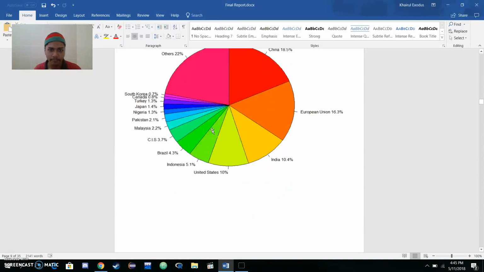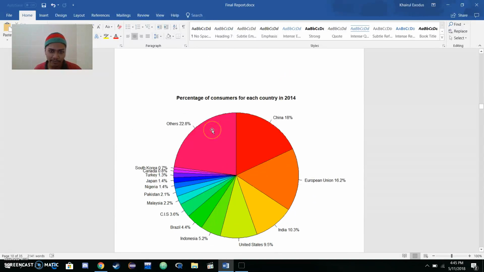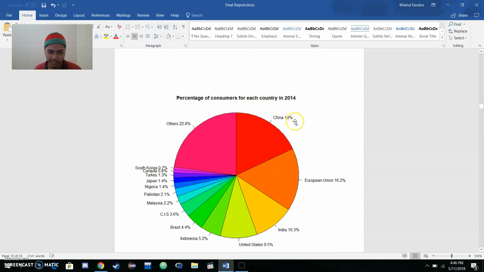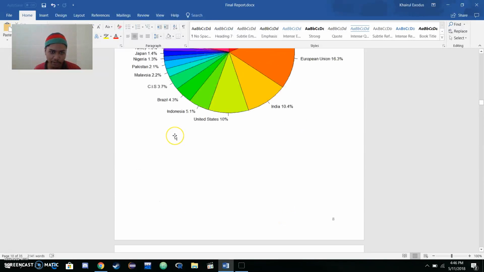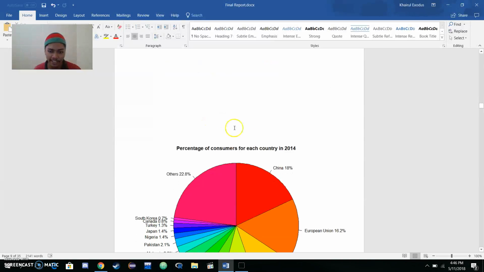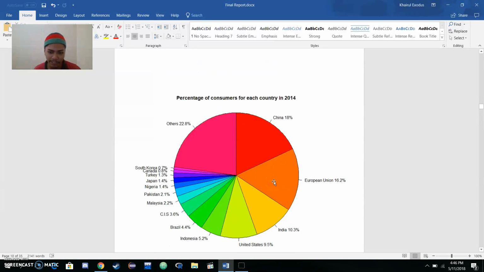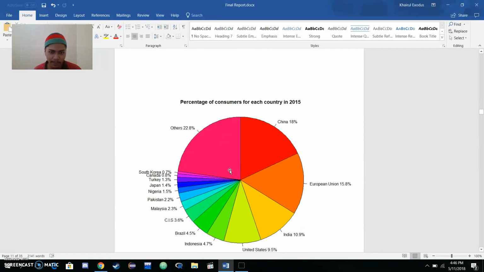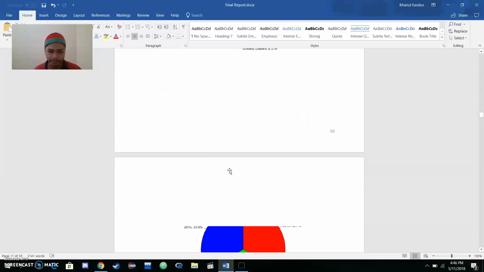Next, the percentage of consumers for each country in 2014 is kind of the same as 2013, only the percentages are different, such as others at 32.8%, whereas here it is only 22%. There are also some small differences, as the frequency for each country is not the same. And then the pie chart for 2015.